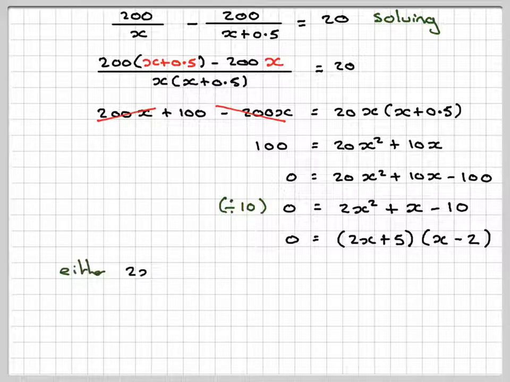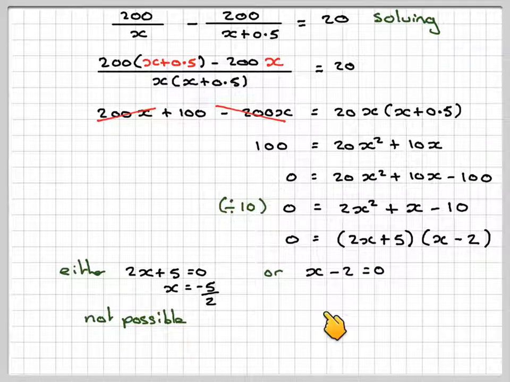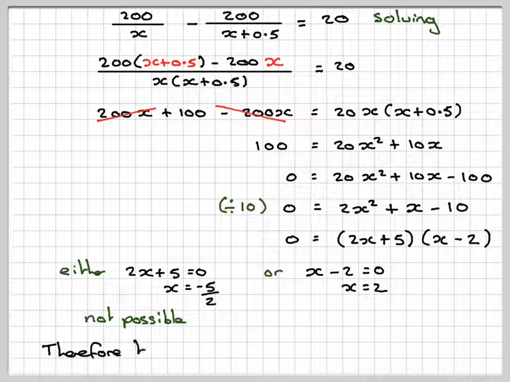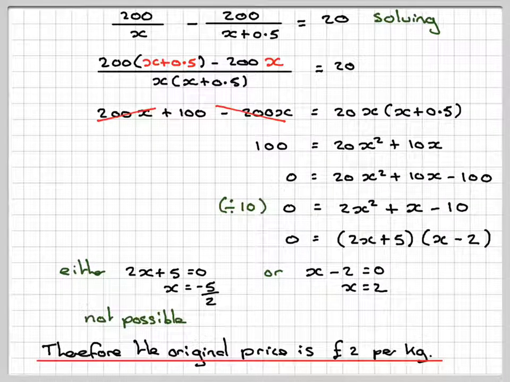So either 2x plus 5 is equal to 0, which gives that x is actually a negative value. Well, we can't have a negative cost of a bag of flour, so it's just not possible. You should just acknowledge that. Or x minus 2 is equal to 0, which gives that x is equal to 2. So therefore, the original cost, which is what x was, the original price is £2 per kilogram.